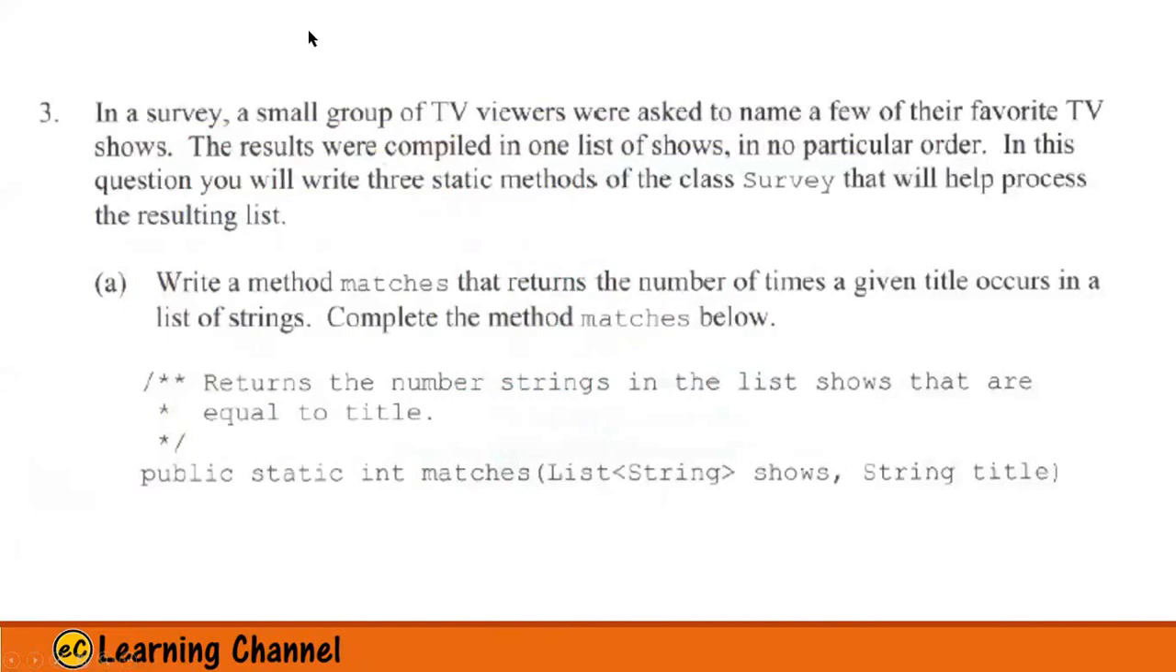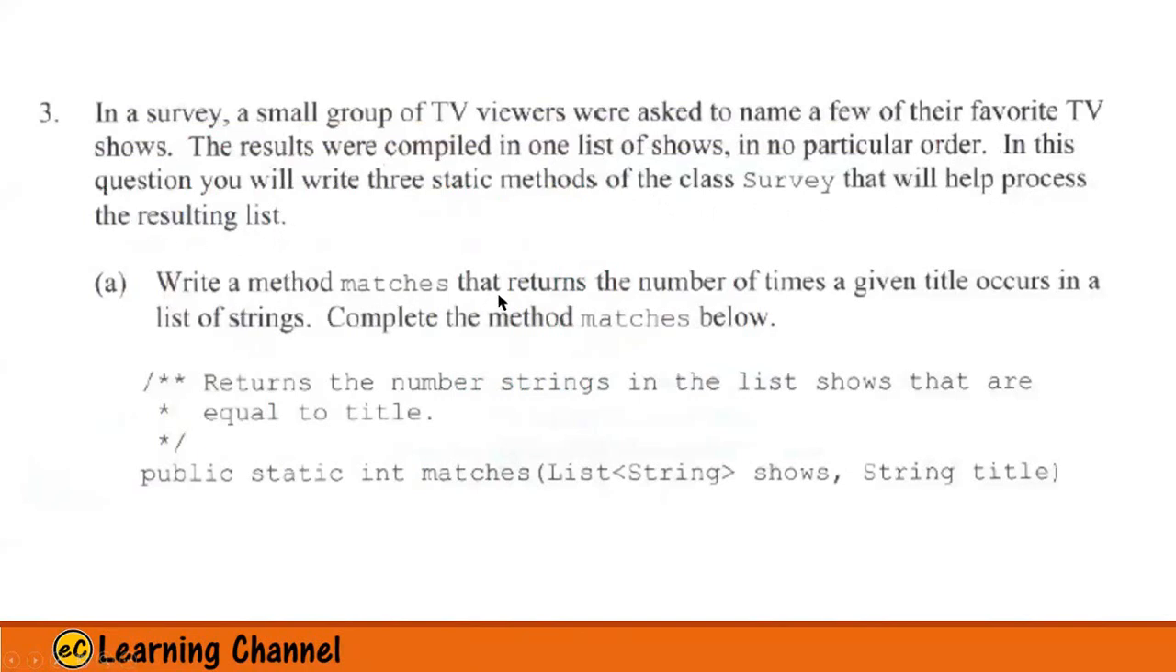Question 3. Question 3 is a survey for a small group of TV viewers, and they are asked to name a few of their favorite TV shows. The result is compiled into a list of shows in no particular order. In this question, you will write 3 static methods of the Survey class to help process the resulting list.